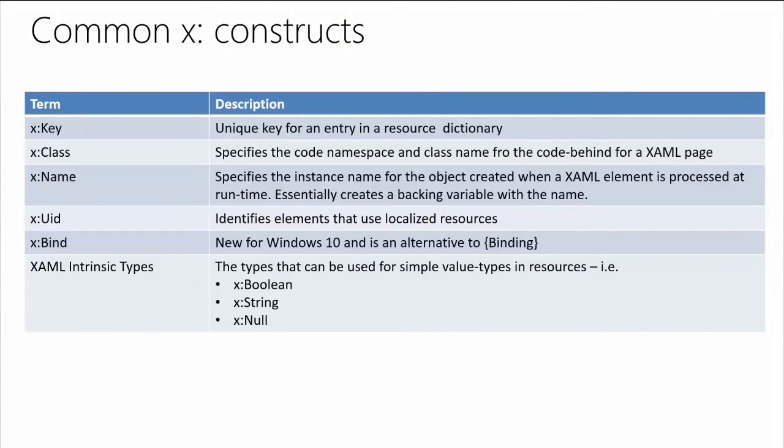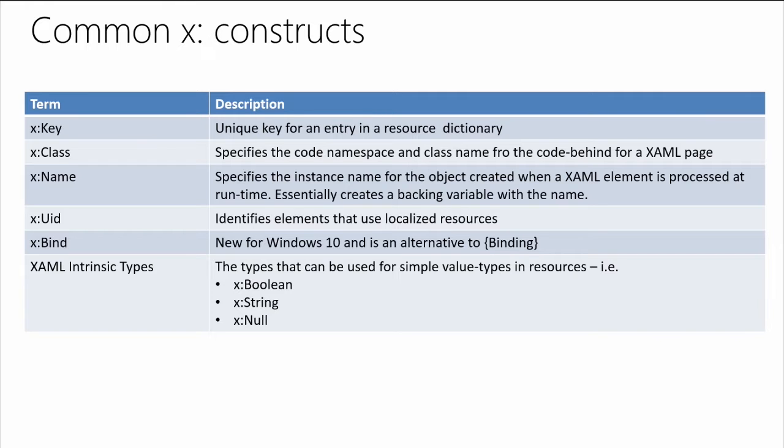Exactly. Nice. Okay, so let's dive a little bit deeper into the X namespace. That gives us a number of key properties. We did see in the previous page x:Class, which allows us to specify the code namespace and class name for the code behind for a XAML page. So obviously that's very key to be able to tie those things together.